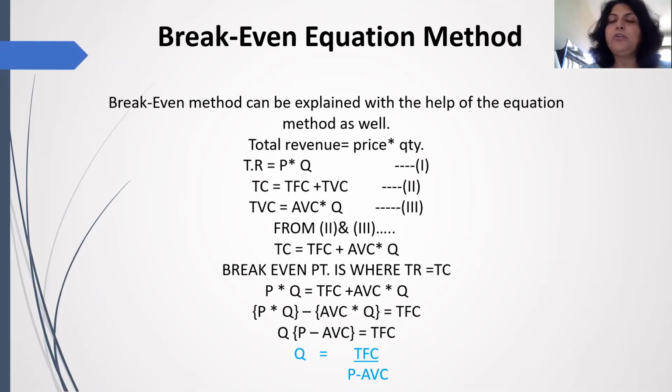Now let's combine 2 and 3. Let's define TC now, putting the value of TVC as shown in equation 3. TC is equal to TFC plus AVC into Q. Now the break-even point, we have already defined, is where TR is equal to TC. So putting these equations together, we get P into Q, which is TR, equal to TFC plus AVC into Q. Now, solving these equations, we come to Q is equal to TFC upon P minus AVC.